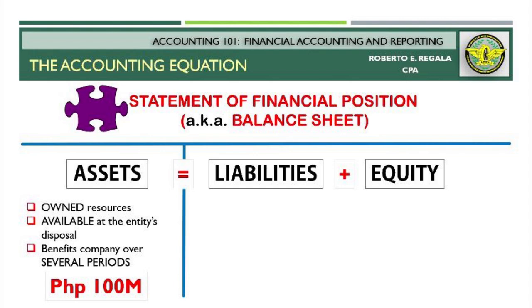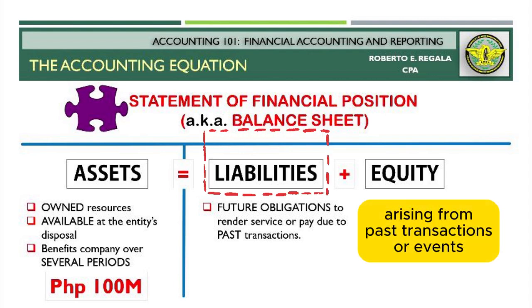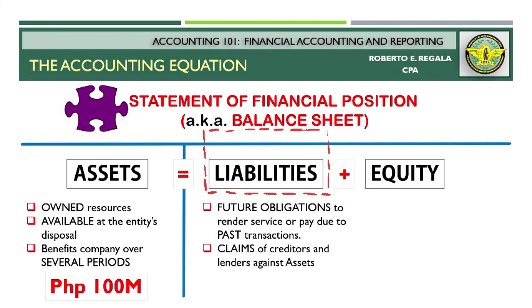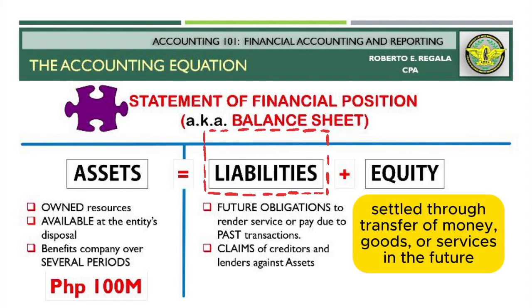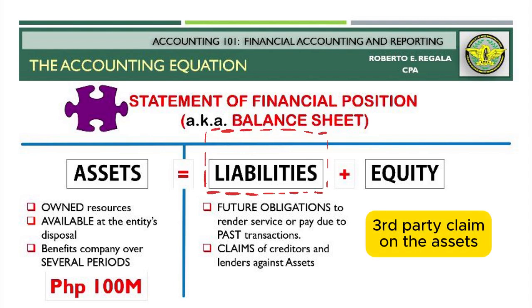The second element of the accounting equation, found on the right side, is liabilities. Liabilities are obligations or debts that a company, organization, or individual owes to others, typically arising from past transactions or events. They represent claims against the entity's assets and are settled through the transfer of money, goods, or services in the future. Liabilities are the portion of assets funded by creditors rather than owners and thus represent a third-party claim on the assets.